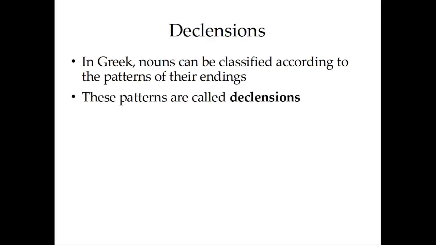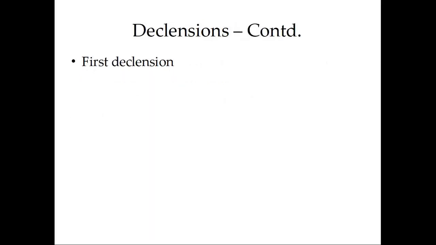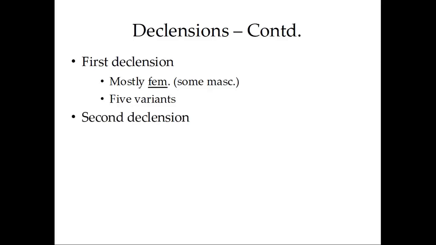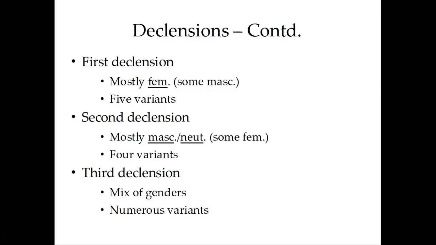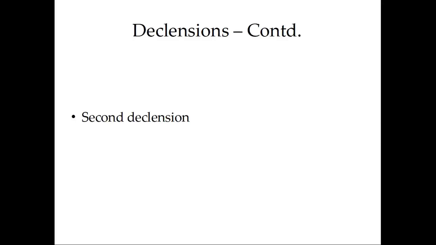In Greek, nouns can be classified according to the patterns of their endings. These patterns are called declensions. There are 3 declensions in Greek. The first declension features mostly feminine, though some important masculine nouns, and there are 5 basic variants. In the second declension, we find mostly masculine and neuter nouns, though there are some important feminine nouns, and we find 4 variants. In the third declension, we find a mix of genders, and we find numerous, I won't say innumerable, variants.